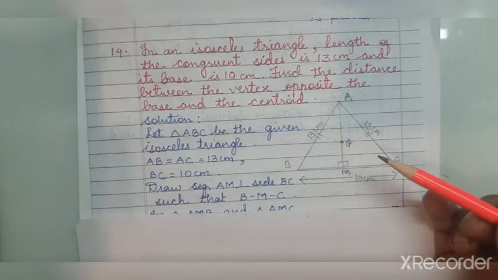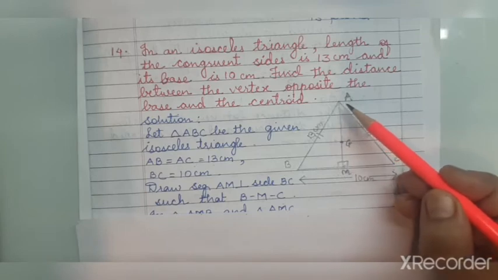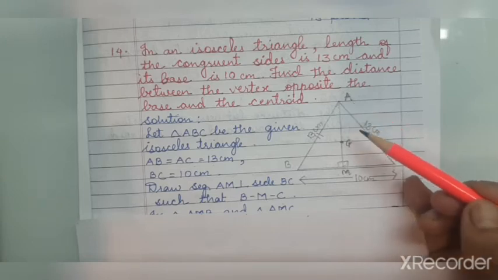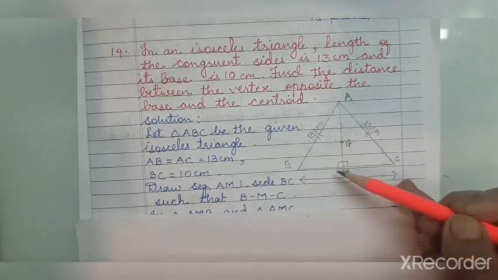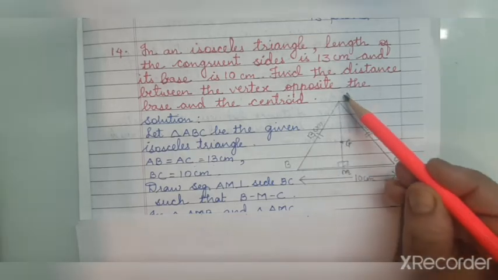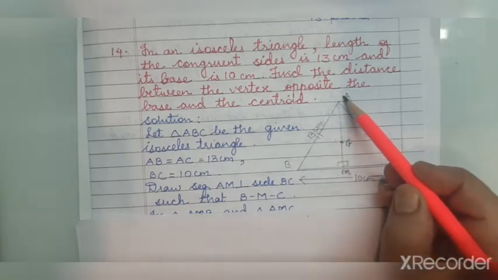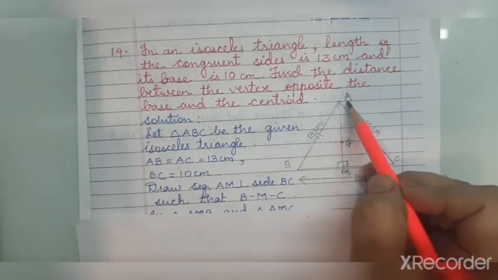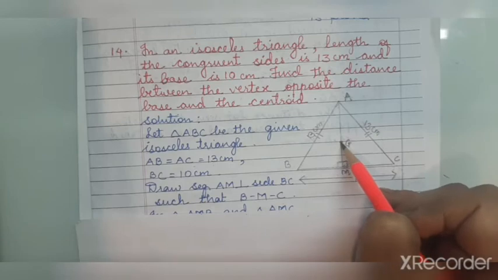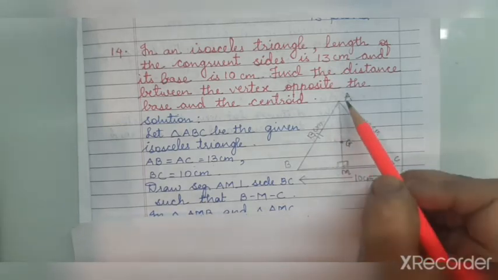Now here, what is asked to find actually? They have told us to find the distance between the vertex opposite to the base and the centroid. Now the base we have assumed as BC, so the vertex opposite to BC is A. So the distance between A and the centroid, which I have taken as G for now. Okay, now we have to find AG.